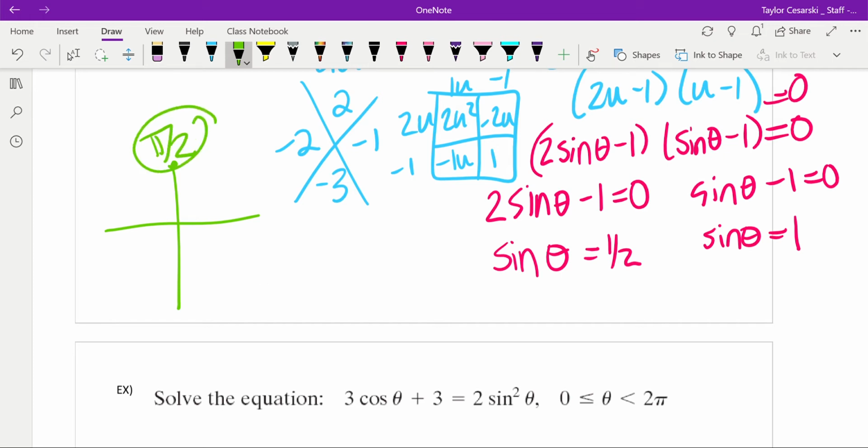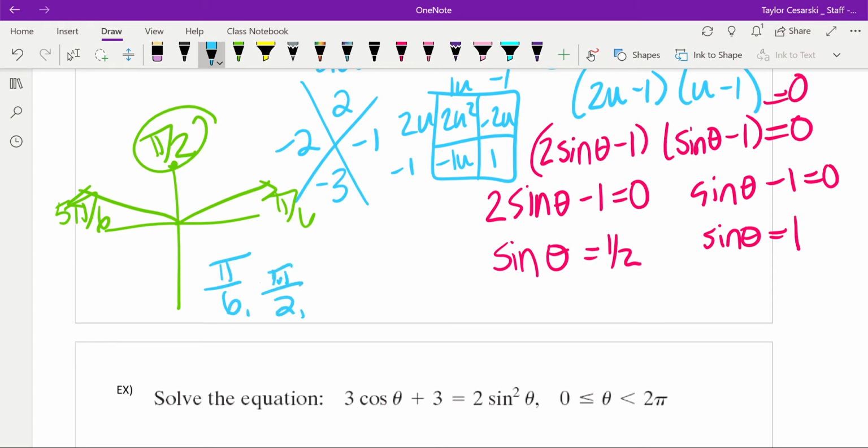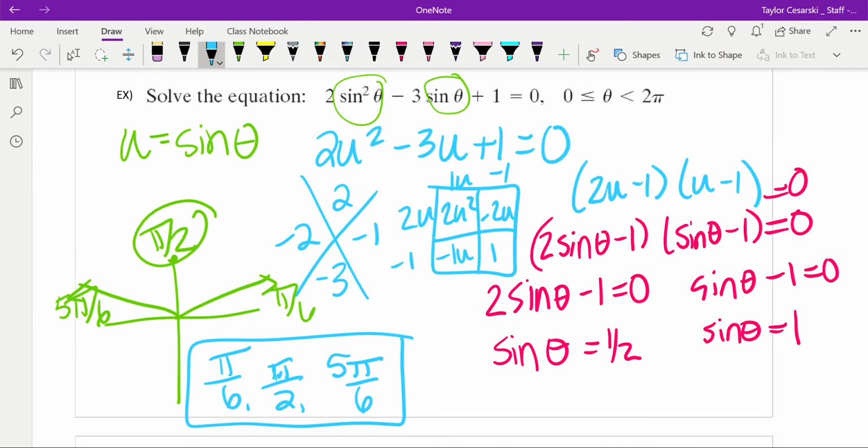Next I have sine of theta equals 1/2, so that is at these two places on my unit circle. So that is going to be at pi over 6 and 5 pi over 6 on my unit circle. So my three answers are pi over 6, pi over 2, and 5 pi over 6 on my unit circle. Okay, so the big idea whenever you see something like that's squared, see if you can replace it with u, or you can do it with really whatever letter of the alphabet that you want. Okay?